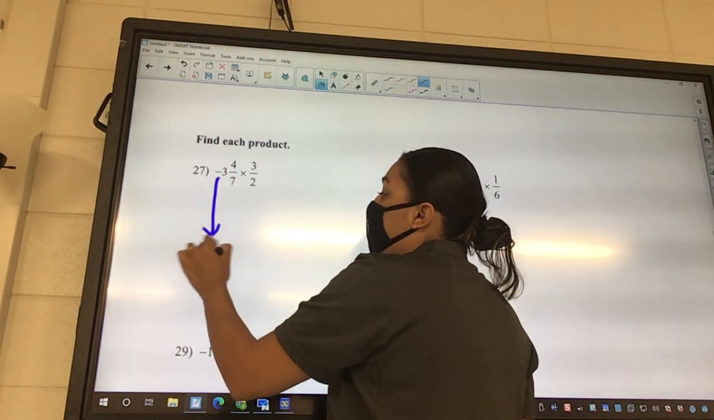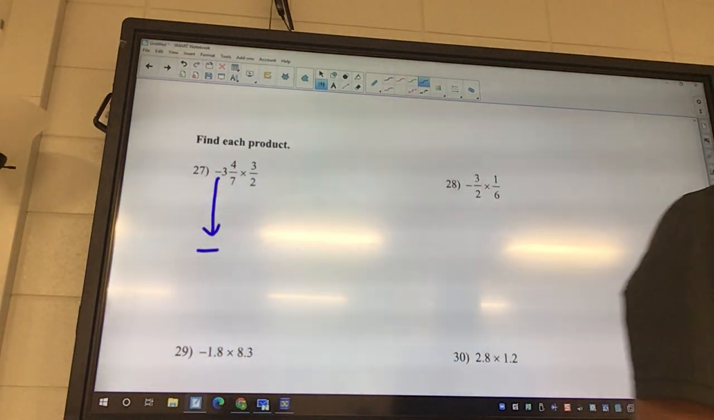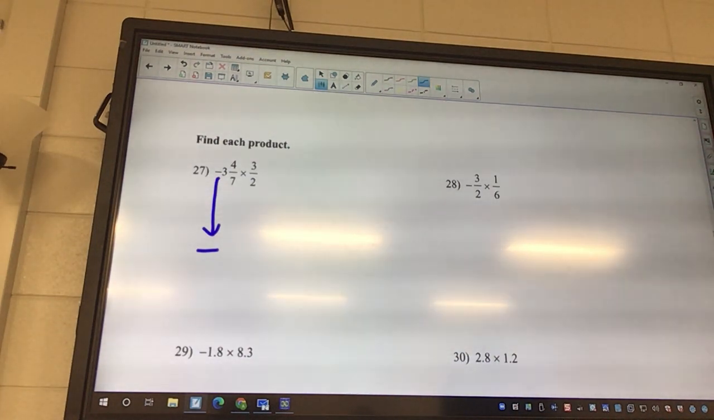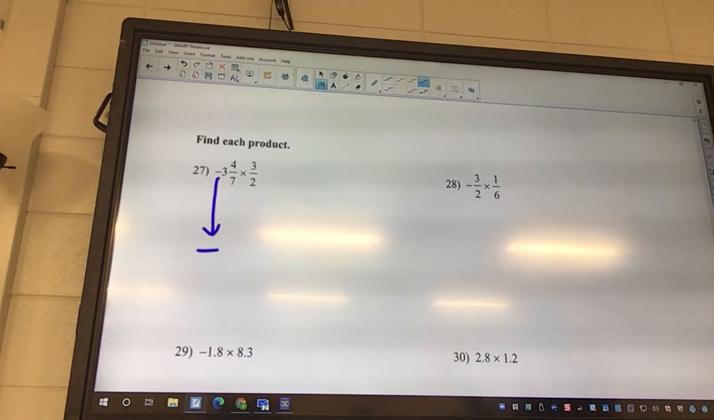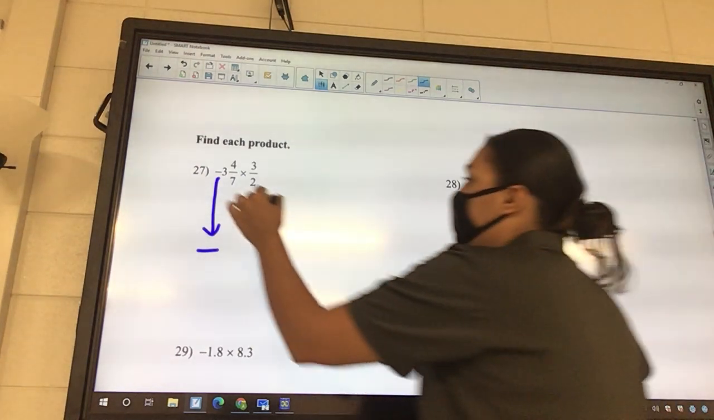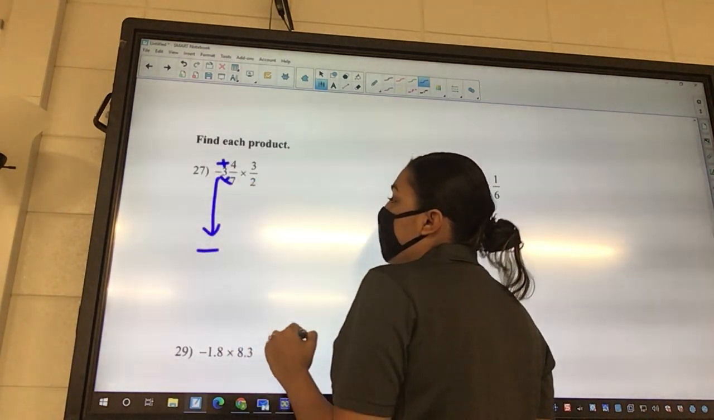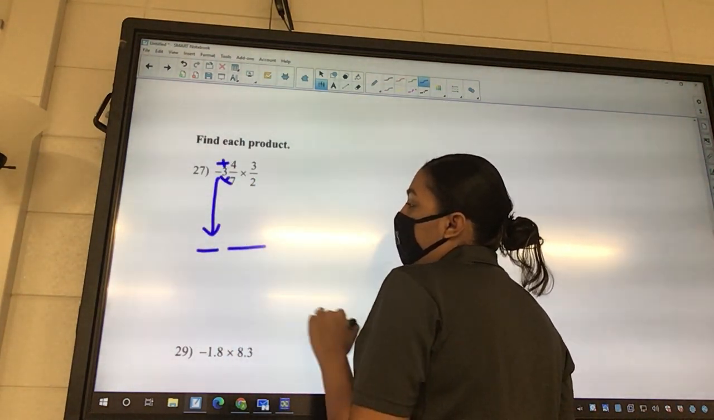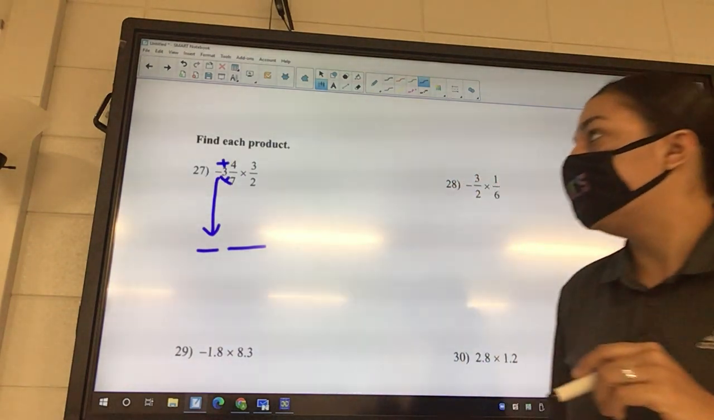negative before you even do anything. That is not part of the conversion. Okay? So when you convert that fraction, don't do anything with that negative. So it's just going to be 3 times 7 plus 4. What are you going to get for that?